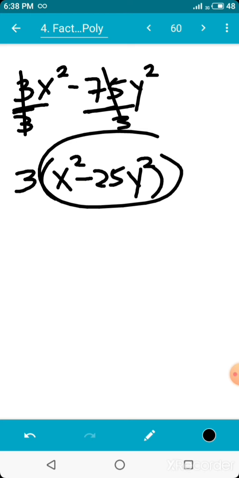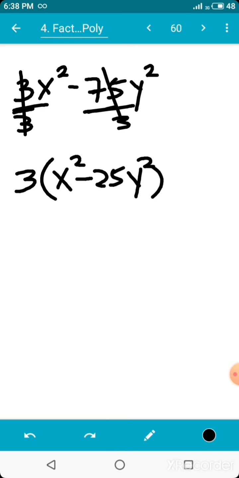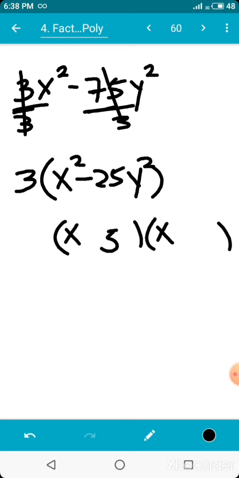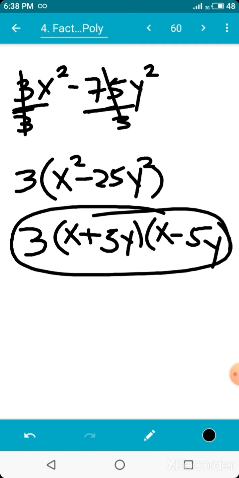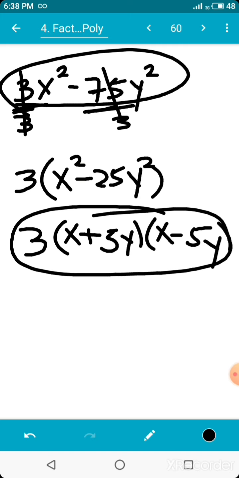So, in this case, meron na tayong x squared minus 25y squared. Ito na yung dalawang squares na ifa-factor out natin. Yung square root ng x squared ay x. The square root ng 25 ay 5. And then, yung square root ng y squared ay y. So, isang addition, isang subtraction. And then, just bring down yung 3 dito. So, ibig sabihin, pag minultiply natin to lahat, ito yung magiging sagot.